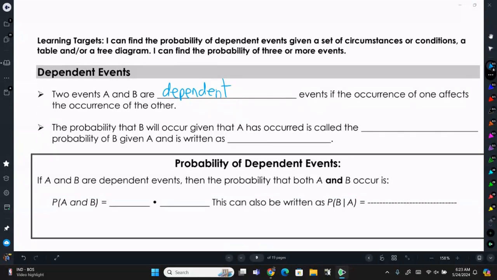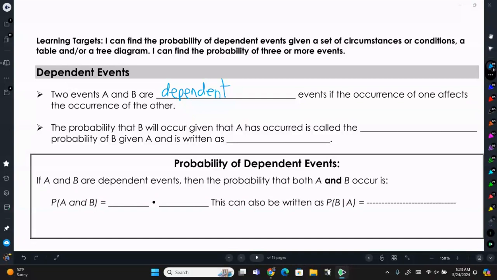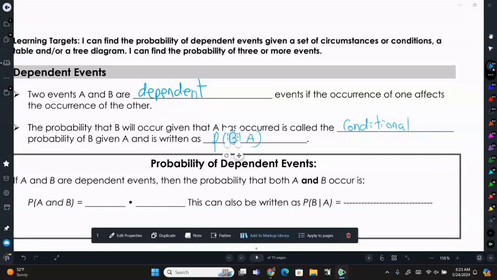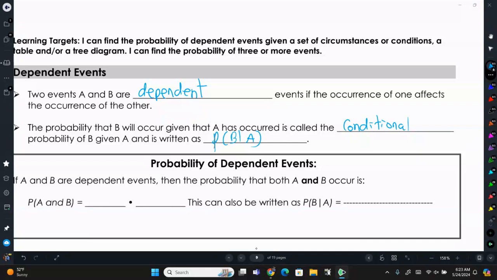Now, the probability that B will occur, given that A has occurred, is called the conditional probability. And it can be written as the probability of B given A has already occurred. That's what that vertical line means. It's the probability that B will happen given that A has already occurred.